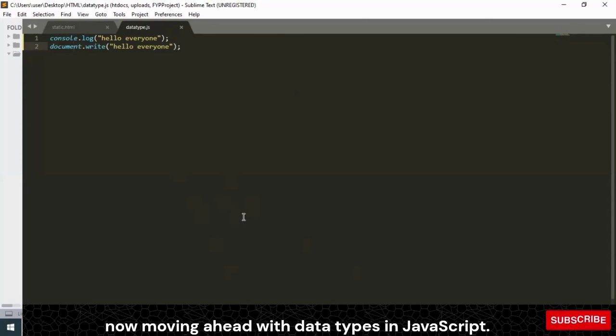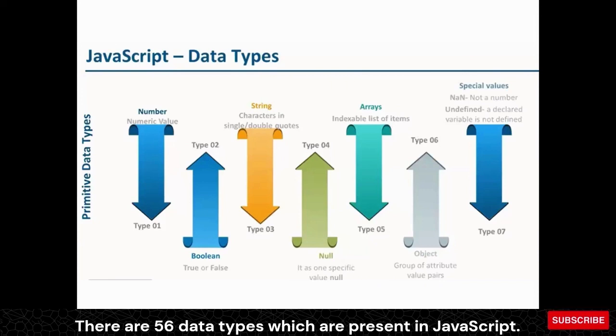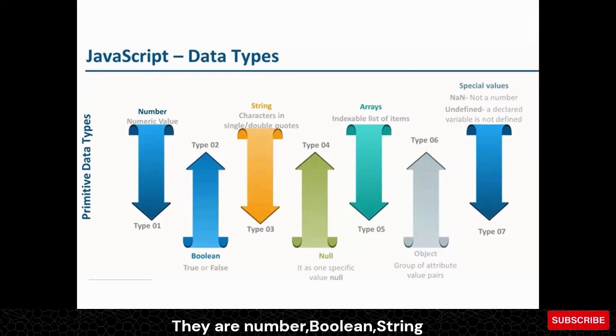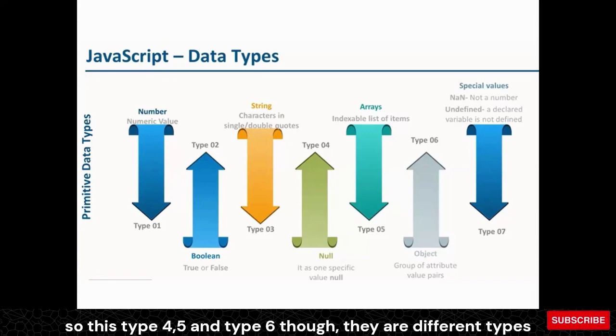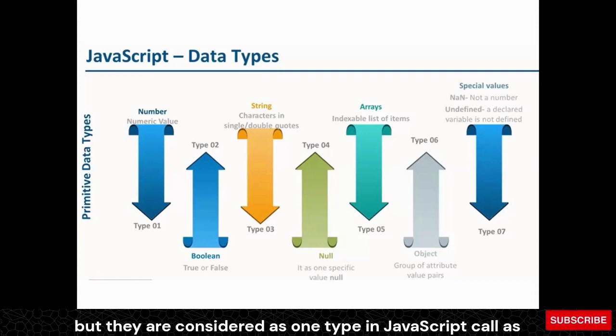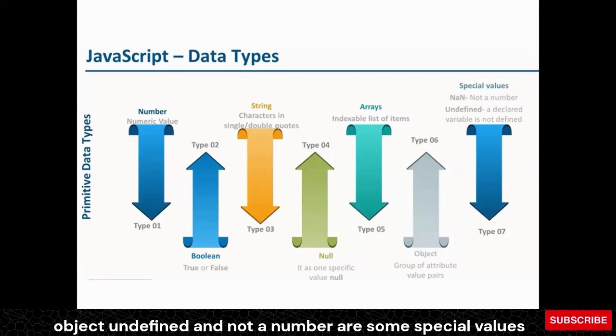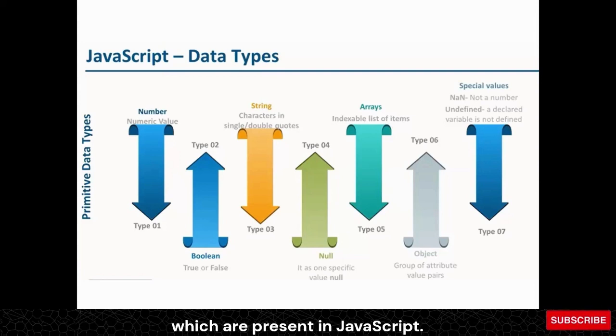Now, moving ahead with data types in JavaScript. There are around six data types present in JavaScript. There are number, boolean, string, and then there is the object. There are also some special values: type 4, type 5 and type 6. Though there are different types, they are considered as one type in JavaScript, called object. Undefined and not a number are special values which are present in JavaScript.